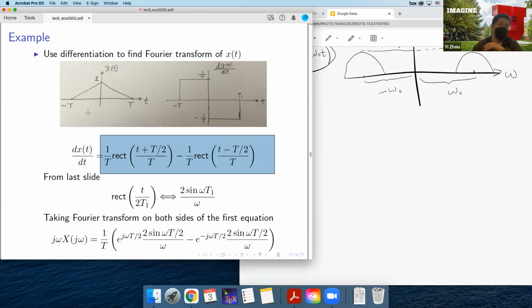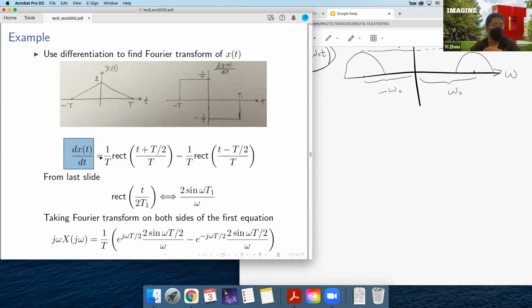And then we follow the same step. We take Fourier transform on both sides. On the left-hand side, we have j omega times the spectrum of x(t), so it's capital X(j omega). And on the right-hand side, we need to look at the Fourier transform of these two rectangle functions.